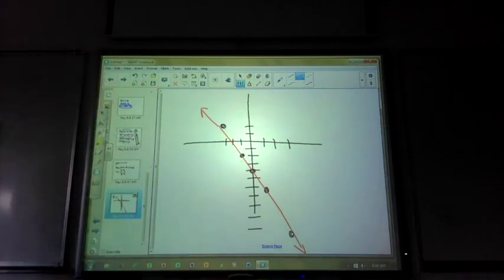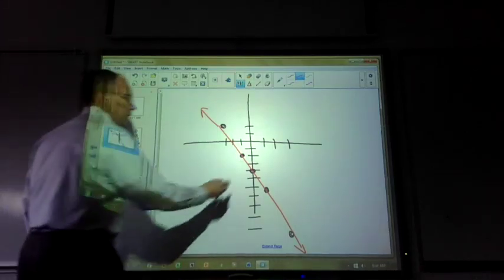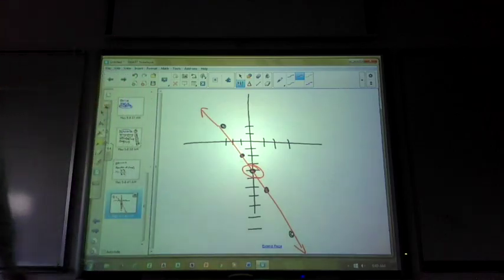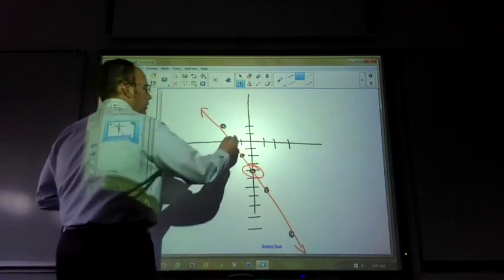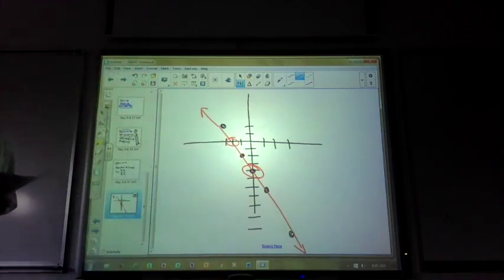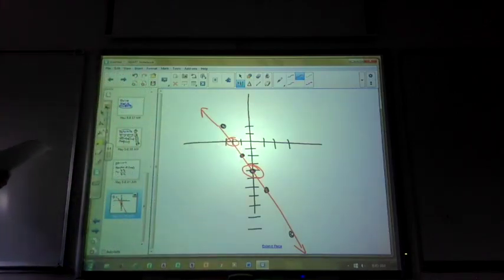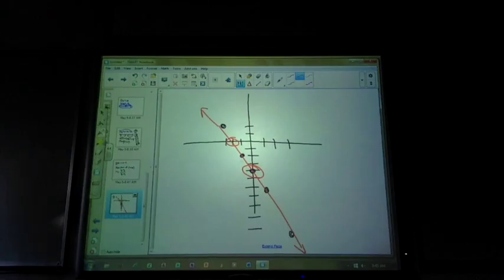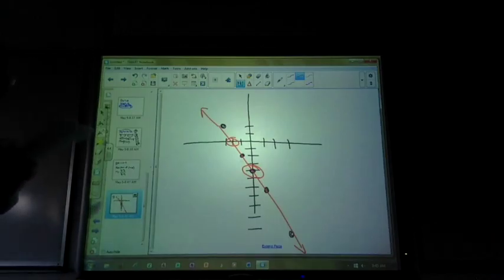No judging. What is the y-intercept? It's right there. What's the y-intercept? Negative 4. Negative 4. Cool. What is the x-intercept? Negative 2, 0. Cool. What is the rate of change from negative 3 to 0?